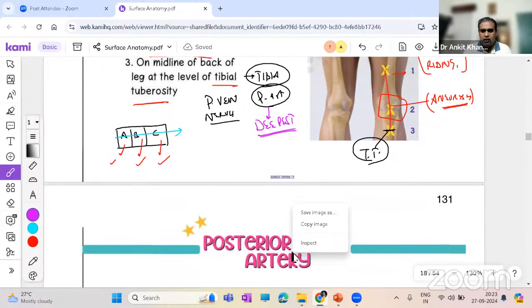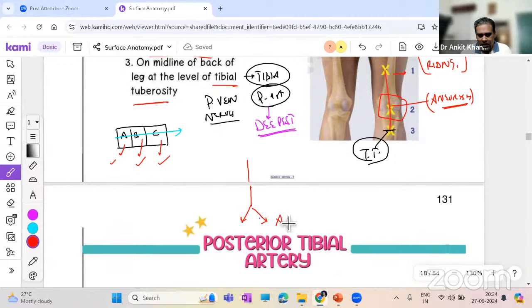The popliteal artery is still at your tibial tuberosity. What after that? After that, this popliteal artery is going to divide into two arteries. One is the posterior tibial, and obviously the other one will be the anterior artery. Needless to say, one will be lying posteriorly, one will be lying anteriorly in the leg region. So they are known as the anterior and posterior arteries.